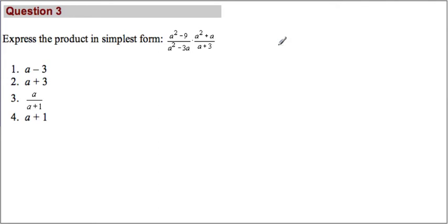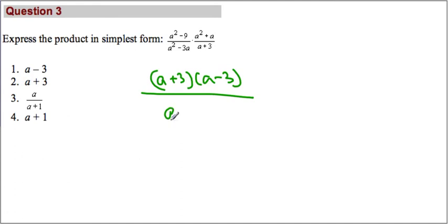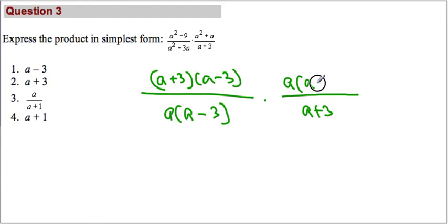Number 3. Let's look at this one further. We have a plus 3 and a minus 3. That will be the factor of a squared minus 9. On the bottom, by GCF, we get a can be factored out. We have a minus 3. On the denominator, we have a plus 3. That's already done. On the numerator, we can factor out a, and we have a plus 1.